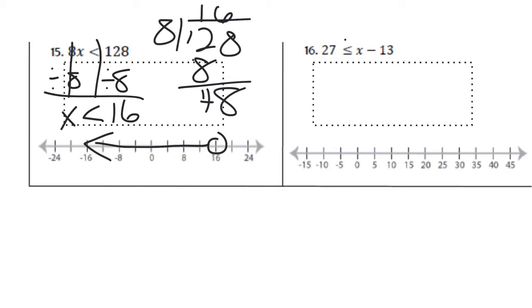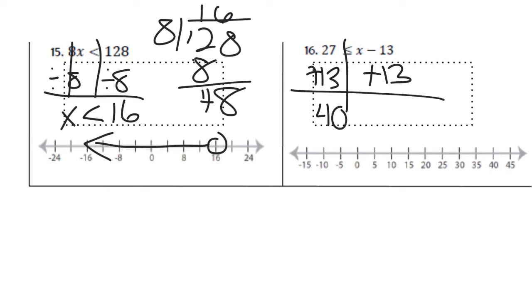Okay, this next problem, it's subtracting 13. So we need to add 13 to both sides. 27 plus 13 is 40. Bring your symbol down. These will cancel. You are left with x. So it'll be a closed circle on 40. And then it says 40 is less than or equal to x. So that means if 40 is less than, then my line has to go to greater numbers.